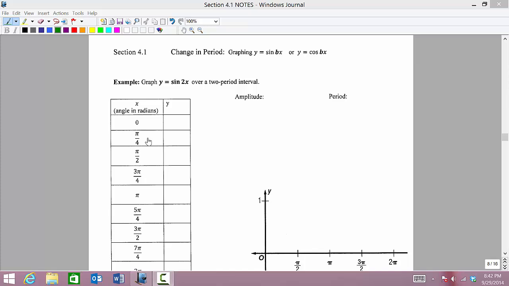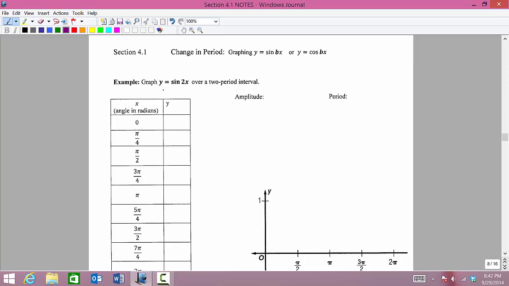The next change that we want to look at with our sine and cosine functions is called a change in period. This changes the horizontal distance, or the units that are required to complete one full cycle. A change in period comes from multiplying the inside of the function by some value.